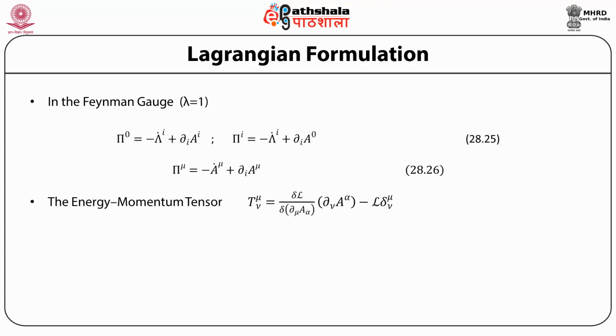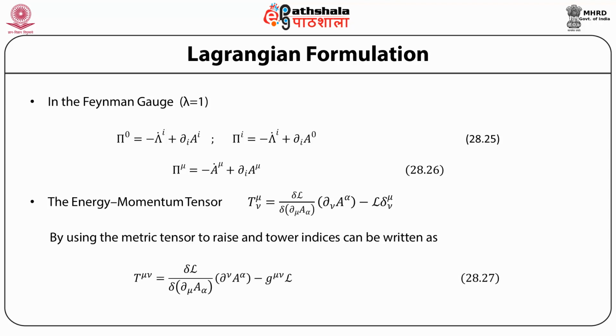The energy momentum tensor T^{μν} is equal to ∂L/∂(∂_μ A_α) times ∂^ν A_α minus the Lagrangian times δ^{μν}. By using the metric tensor to raise and lower indices, it can be written as T^{μν} is equal to ∂L/∂(∂_μ A_α) times ∂^ν A_α minus g^{μν} L.